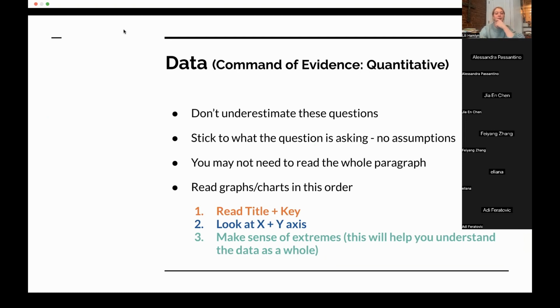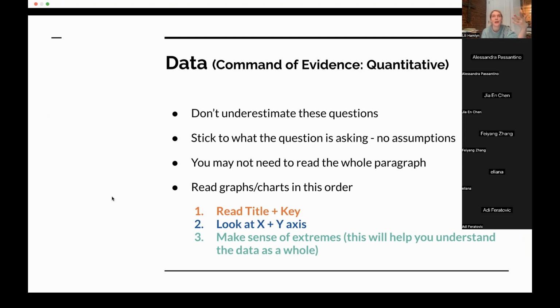Okay, so some of these ones, I don't know how you all feel about data. Maybe the more science inclined of you don't hate it. I'm not the biggest fan of data questions, but don't underestimate them. They can be kind of tricky. Stick to what the question is asking, no assumptions. You may not need to read the whole paragraph. Sometimes you just need to read little bits of it.